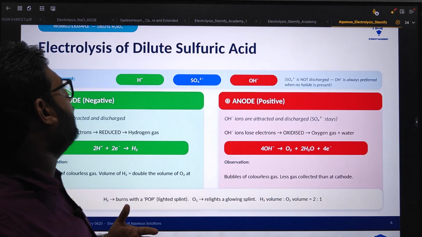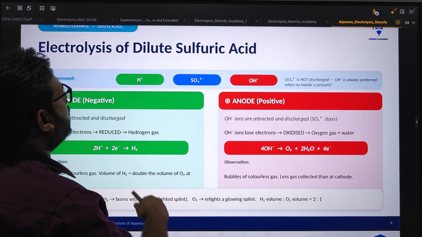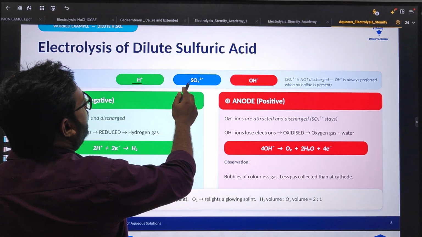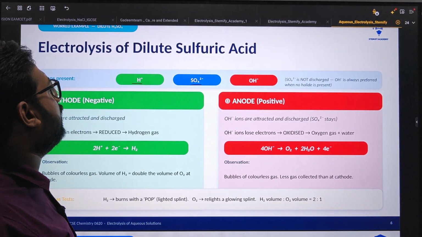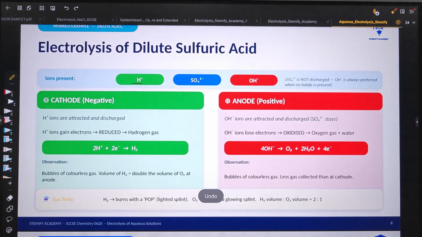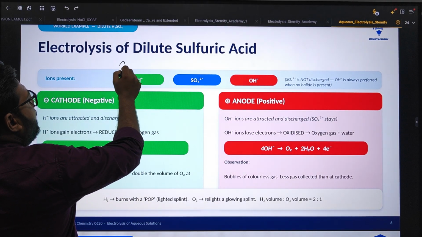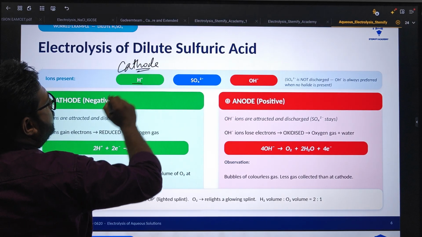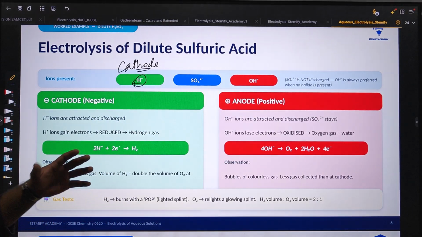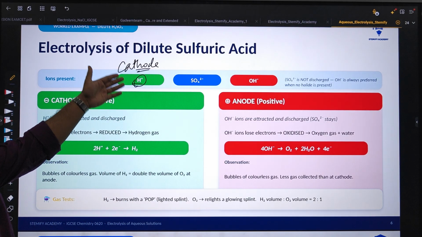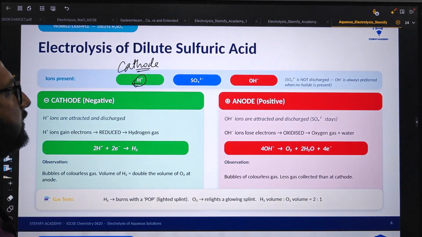Now let us get into the electrolysis of dilute sulfuric acid. What are the ions present? H+, SO4 2-, and OH-. Is there any other ion present here? No. So which gets discharged at the cathode? Of course, it's H+. H+ is the only cation present, so H+ gets discharged at the cathode.